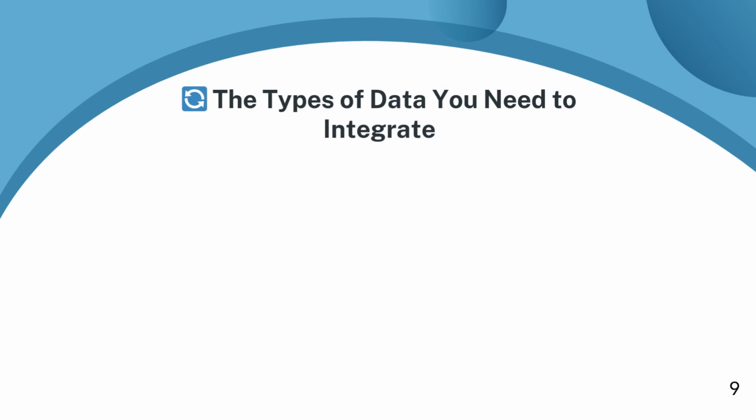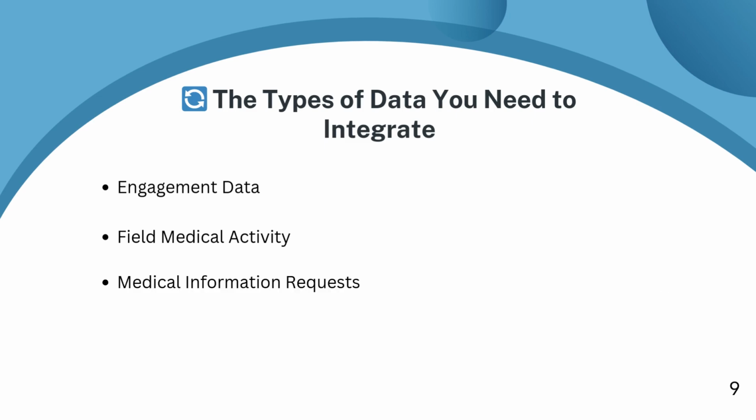So what kinds of data should be integrated for a successful medical omnichannel plan? Let's break it down into 5 key categories. Engagement data, from emails, webinars, social media, congresses, and website traffic. This tells you how HCPs are interacting with your content. Field medical activity, face-to-face meetings, virtual visits, scientific discussions, and insight reports. These are your high-value interactions.